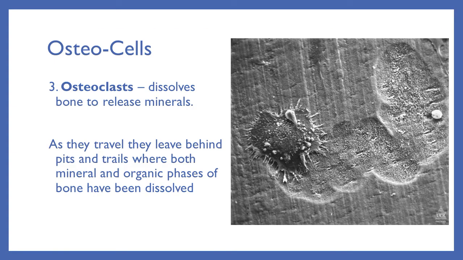The third type is osteoclasts. Osteoclasts dissolve bone to release minerals. As they travel, they leave behind pits and trails where both minerals and organic phases of bone have been dissolved. So these guys will just travel along, and basically whatever they touch of that bone, they're able to dissolve into the actual minerals, which are then released into the bloodstream in the body. Maybe you needed a little more calcium in your blood. We can increase the amount of osteoclasts that are traveling around, releasing the minerals, and really build that calcium supply back up.